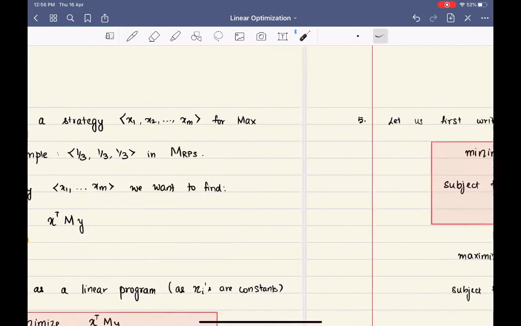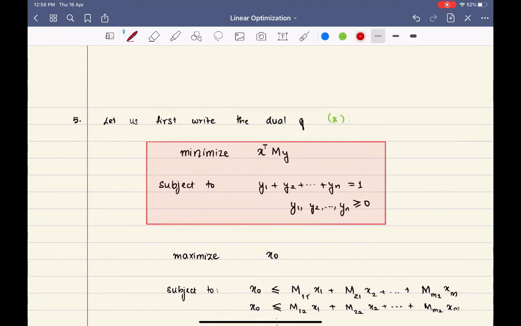Now what will be the coefficient of y1 in this? Let me draw it here. So here is the matrix. The coefficient of y1 will be whatever is here times x1 plus whatever is here times x2 and so on, whatever is here times xm. And what is that? That is m11 times x1 plus m21 times x2 till mm1 times xm.